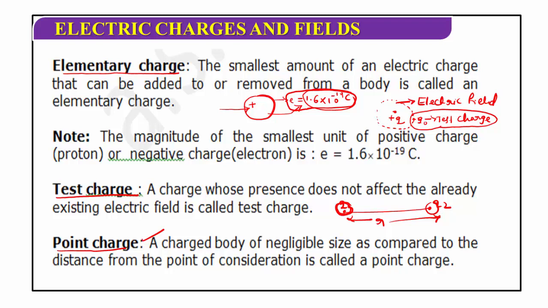Elementary charge means the smallest amount of electric charge that can be added or removed from a body. Test charge means a charge whose presence does not affect the already existing electric field. Point charge means the size of the charged body is negligible as compared to the distance from the point of consideration. This is how we divide charges.